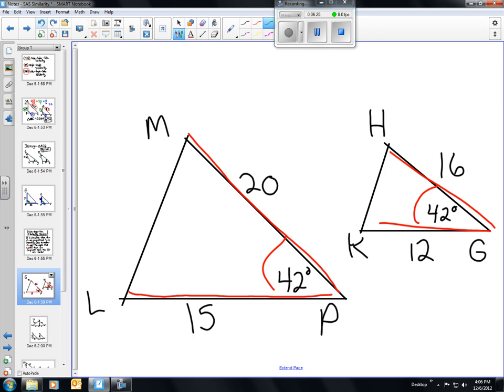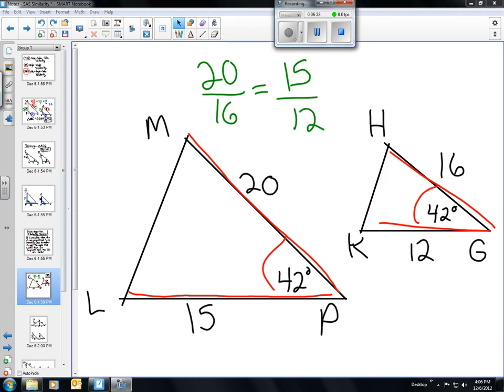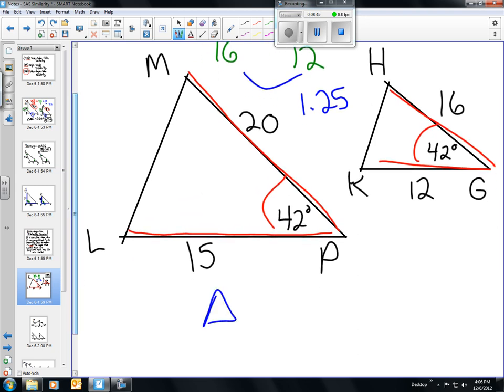So we'd set up a ratio of 20 over 16 is equal to 15 over 12. Then when you find that ratio, you're going to find that it is 1.25 for both of those, which does in fact make them similar. So then our similarity statement would be this. Triangle MLP is similar to triangle HKG.